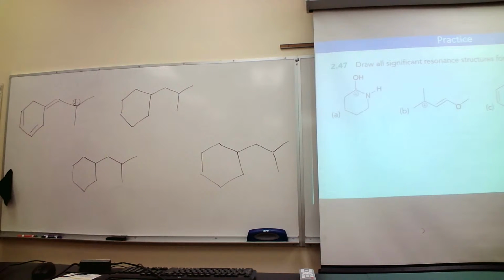So how can you tell right off the bat that there's going to be 3 resonance structures? Or is that just like practice? It's practice a little bit.